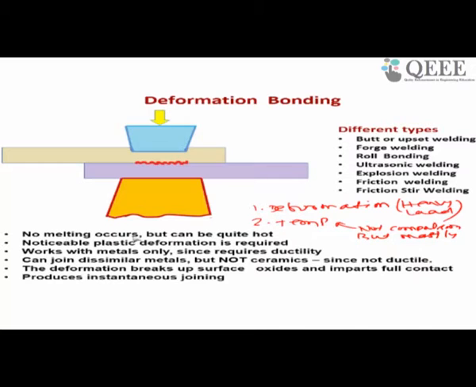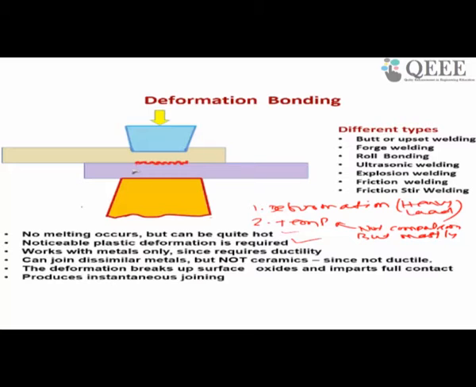So here no melting occurs, but plastic deformation is required at the interface. So it works with metals only, since you need ductility. In the previous case, diffusion bonding, you can join metal to ceramic because plastic deformation is not required. Here you have to plastically deform the material at the interface, so the material should have ductility. Ceramic has very low ductility, so ceramics cannot be used. Only metal can be used to join.